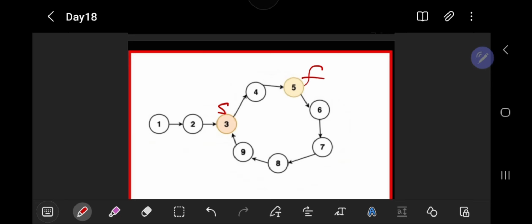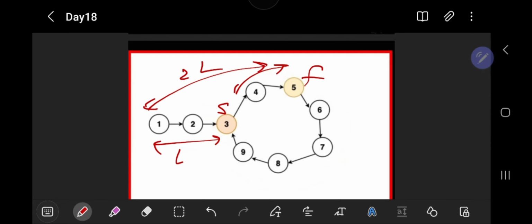Am I right? If S is at a distance of L, fast will be at a distance of 2L from the head node, right? It will be a distance of 2L. So if we call this L, then this will also be L, right? I hope you are clear till here. Now, this is the required loop, right?